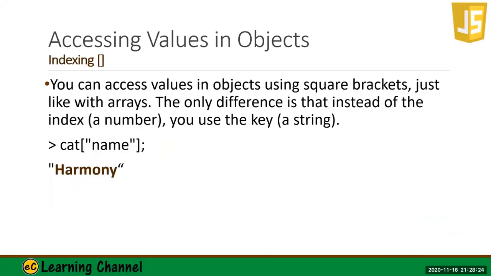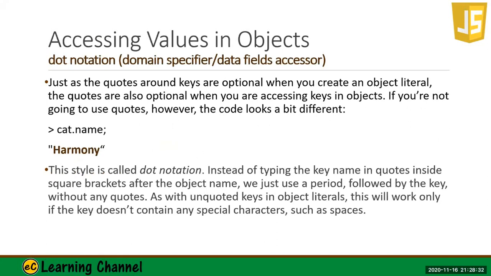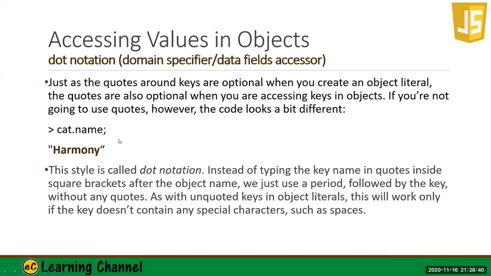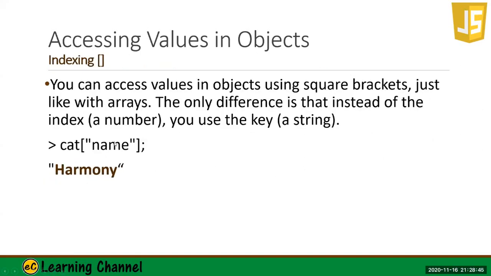So accessing the object, you can use the property name, and you will get Harmony. You can also use dot notation, cat.name. Here you need to put double quotes; here you don't. So basically, here it is treating the data property like a string.